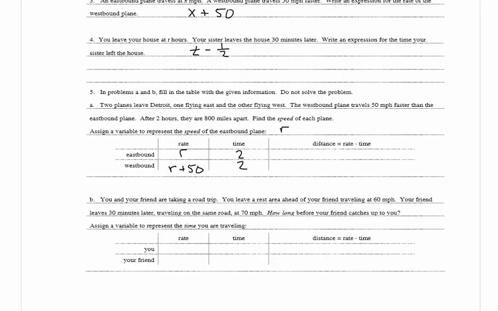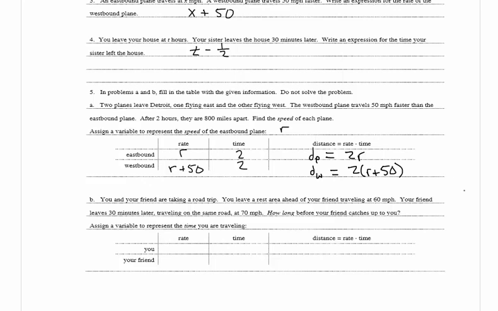Now for the distance of the eastbound plane, which I'll represent by d subscript e, is equal to 2r, rate times time. And for our westbound plane, we'll use d subscript w is equal to 2 times r plus 50.